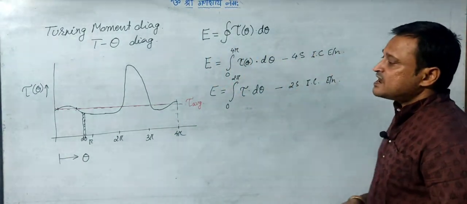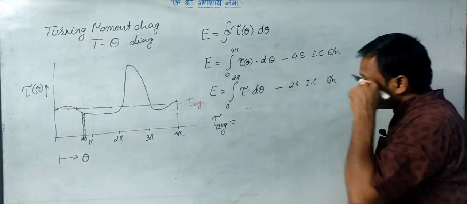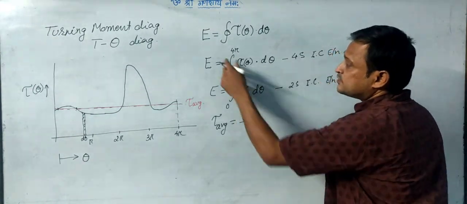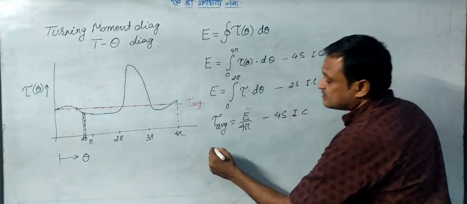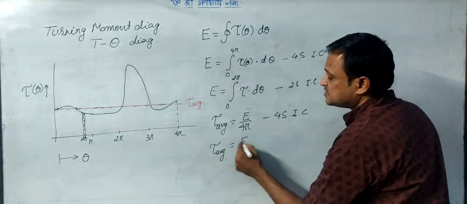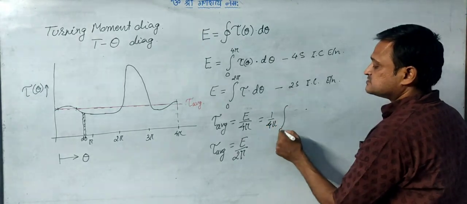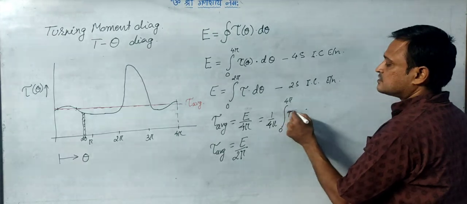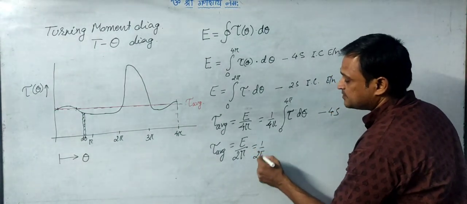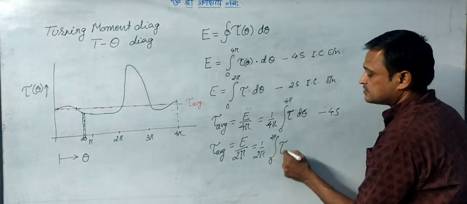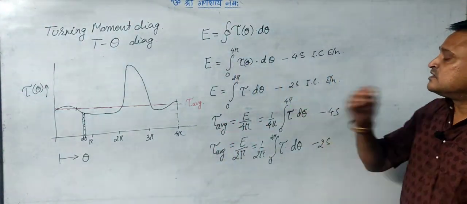Then what should be the average torque? I can say that the average torque will be equal to E upon 4 pi if it is a 4-stroke engine. So this is for a 4-stroke IC engine, and for a 2-stroke engine the average torque will be E upon 2 pi. So this is equal to 1 upon 4 pi times the integral from 0 to 4 pi of T d theta for a 4-stroke engine, and 1 upon 2 pi times the integral from 0 to 2 pi of tau d theta for a 2-stroke engine. So that is how it will be.